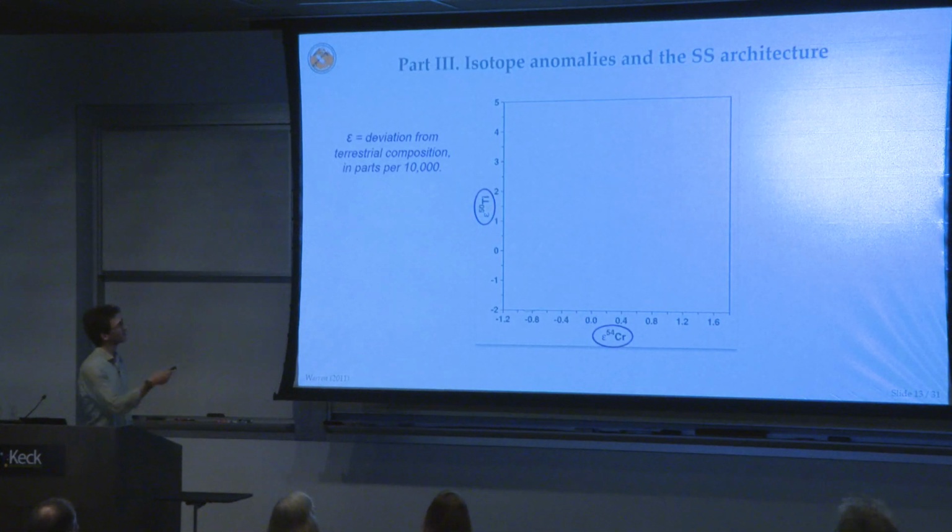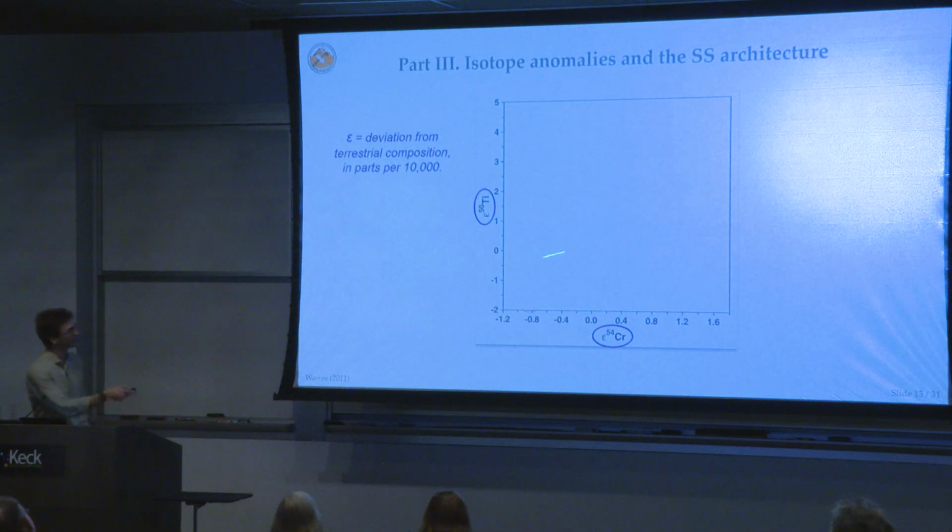Now, how does that tie into the structure of the solar system? We're going to look at a lot of plots like this and see what they mean. So this is, again, epsilon titanium, epsilon chromium, very small deviations on the parts per 10,000 scale from the composition of the Earth. 0, 0 is terrestrial material.